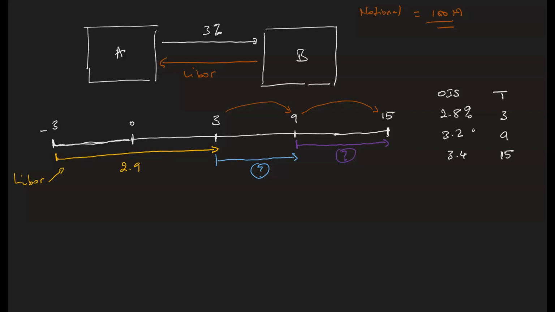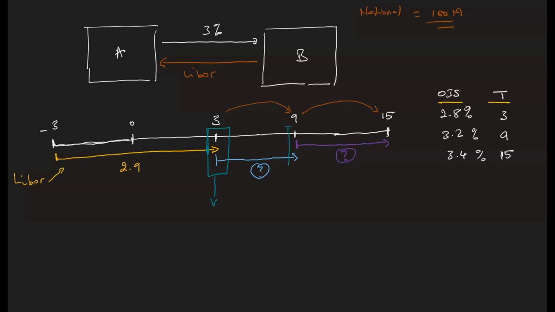And those are going to be our OIS rates for the various maturities. Alright, next what we're going to do is essentially try to identify what are the exchanges that are going to occur. Remember, that's our goal. What are the exchanges or the cash flows that are going to occur at this period?